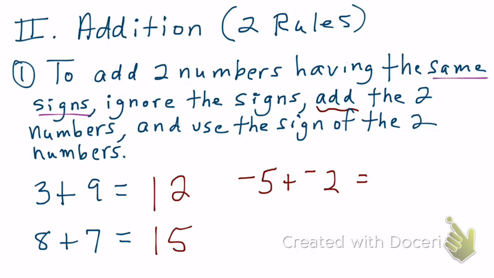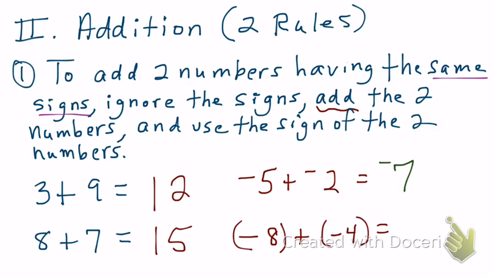So again, we have two numbers with the same signs, so we're going to ignore the signs. Let me change colors here. And we're going to add 5 and 2, which is 7, and use the sign of the two numbers, so it'll be negative 7. And let's do one more.